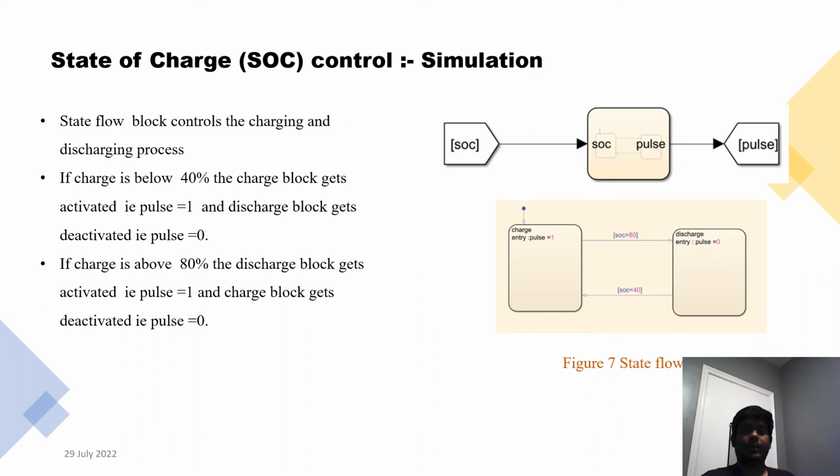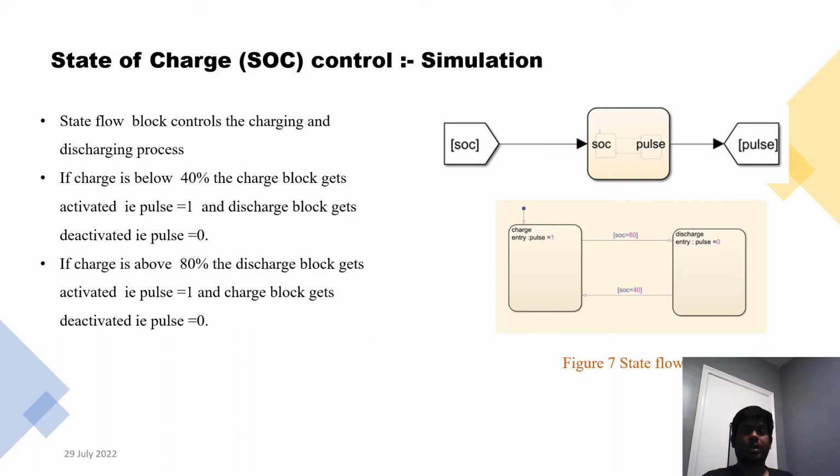Here we can see two blocks with directions or processes that are defined on the blocks. The process is set in such a way that if the charge is below 40%, the charge block gets activated. That is, the pulse signal turns 1, and applies to the discharge block simultaneously, which becomes deactivated, or the pulse signal becomes zero.